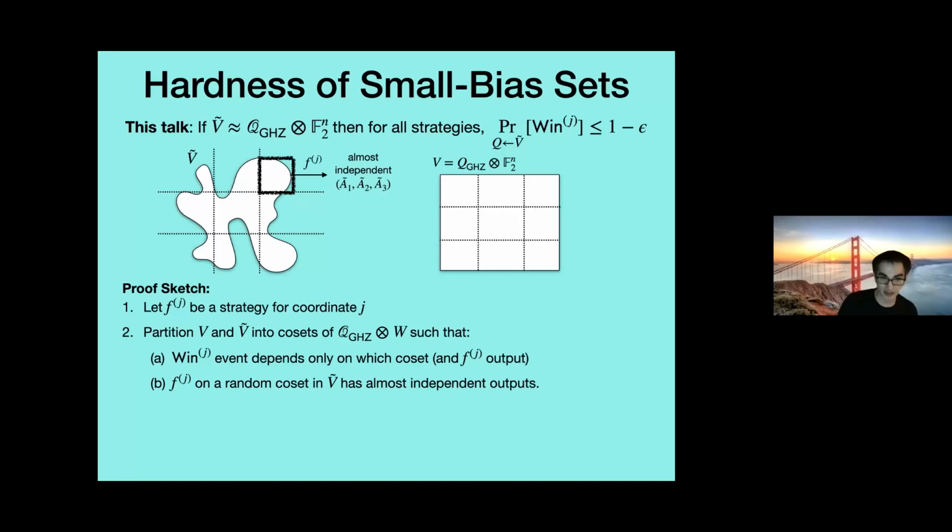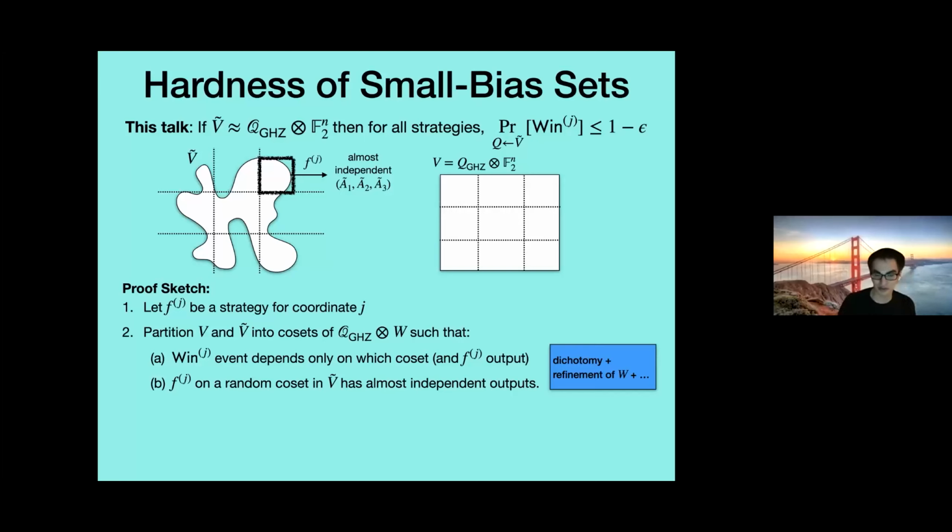And the second thing is that this strategy that we fixed, when we condition on being in any particular coset, or an average coset at least, and we look at the output of this strategy, so we have a random input within some particular coset, and we look at the output of the strategy, there's the output of player 1, the output of player 2, and the output of player 3. And this partition should have the property that these outputs look independent. This is not necessarily obvious, and actually it's quite involved how to construct a partition like this.